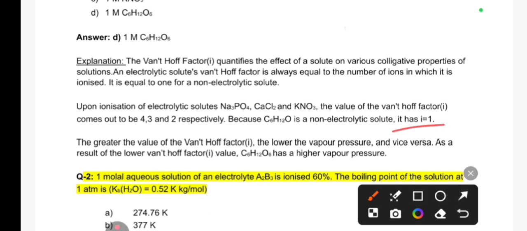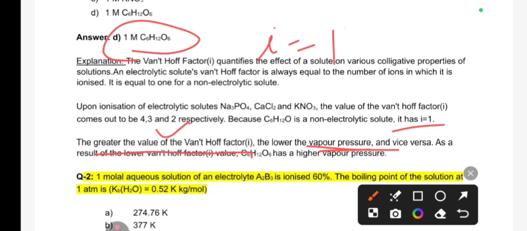So what is the relation between the vapor pressure and i? You can see here, the greater the value of Van't Hoff factor, the lower the vapor pressure. Okay. If the value of i is more, then the vapor pressure will be low because they are inversely related to each other. In glucose the i value is equal to 1; in other cases the value of i is more than 1. That's why, in this question, it is asked which has a high vapor pressure. The one with the lower value of i will have the higher vapor pressure. Okay. So that's why the answer will be option D.